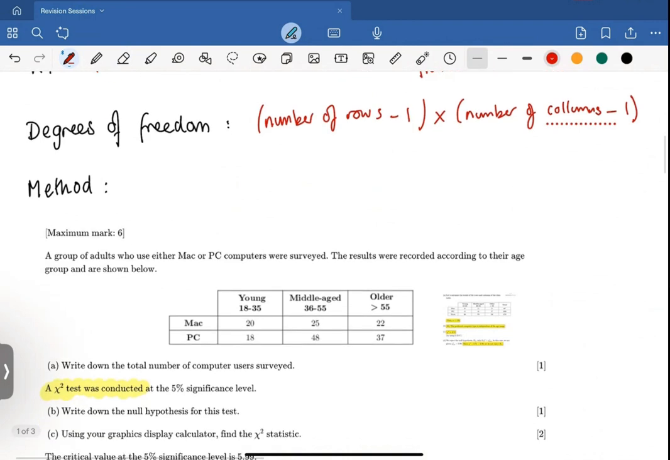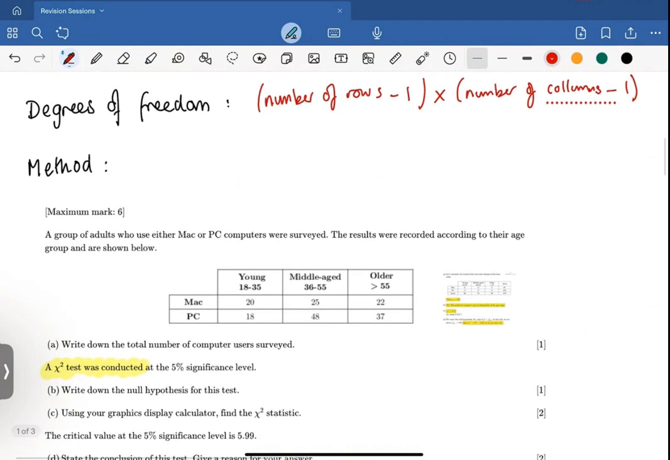So we've got a question here. It says a group of adults who either use PC or Mac computers were surveyed. The results are according to their age group and are shown below. So we've got some young people, middle-aged and older. So our first category is age range. And then our other category is whether they use Mac or PC. So type of computer. And we want to see, is there a relationship between these two variables or not?